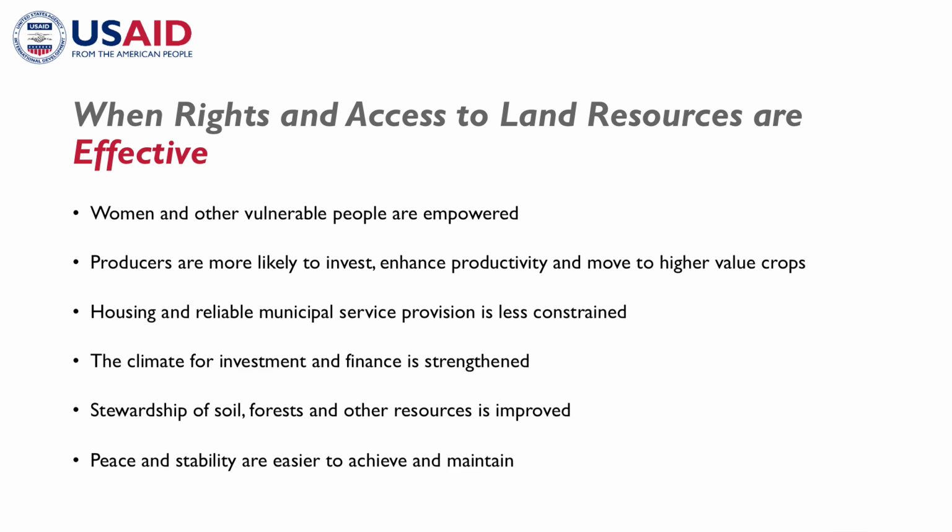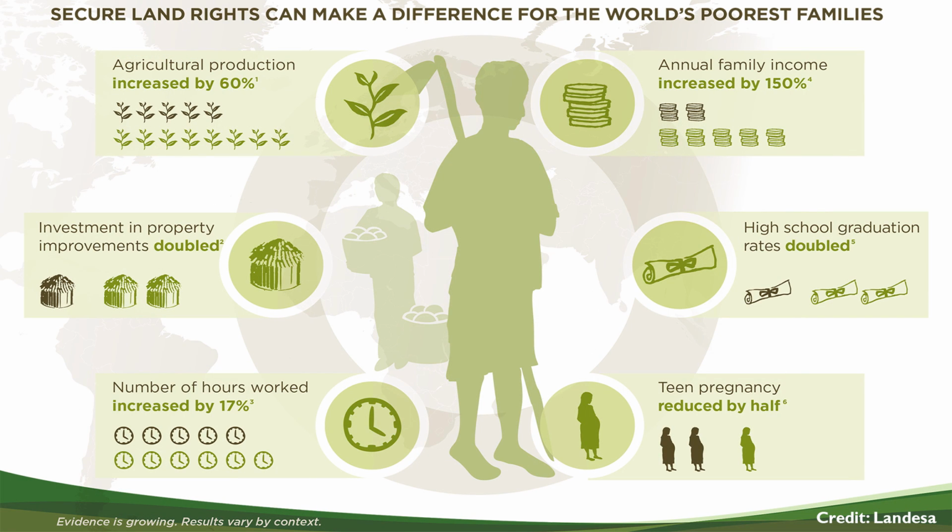So what's the evidence for these claims? Those are some pretty lofty claims we've just been making. You can see from this infographic produced by Landesa, a leading land-oriented NGO in the United States, that when people have more secure rights over their land, annual family incomes can increase by as much as 150%. Interestingly, when women especially have more secure rights over land and other resources, teenage pregnancies can be cut in half.